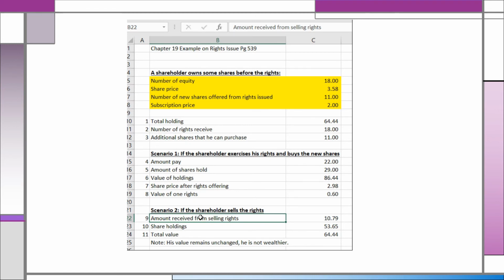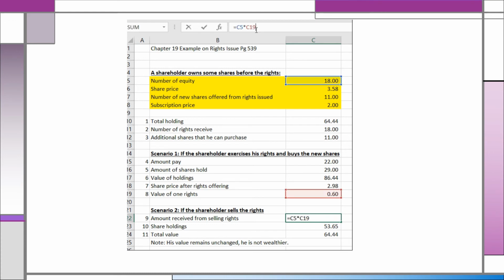Question 9. How much will he obtain from selling the rights? The shareholder has 18 rights, so he sells the right at the rights price of 0.6 pound and receives 10.79.